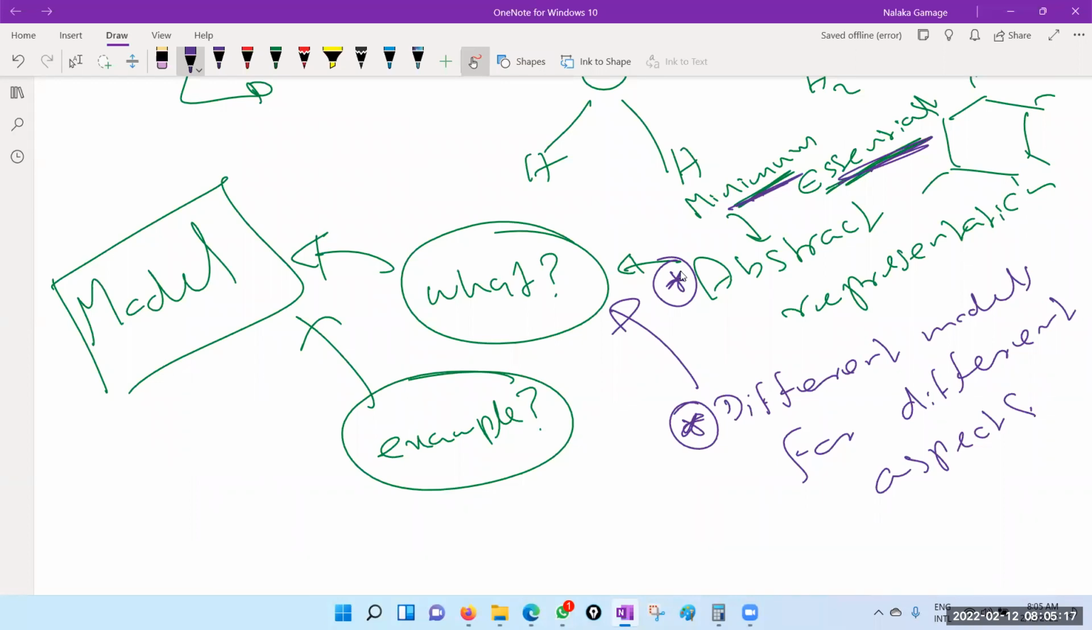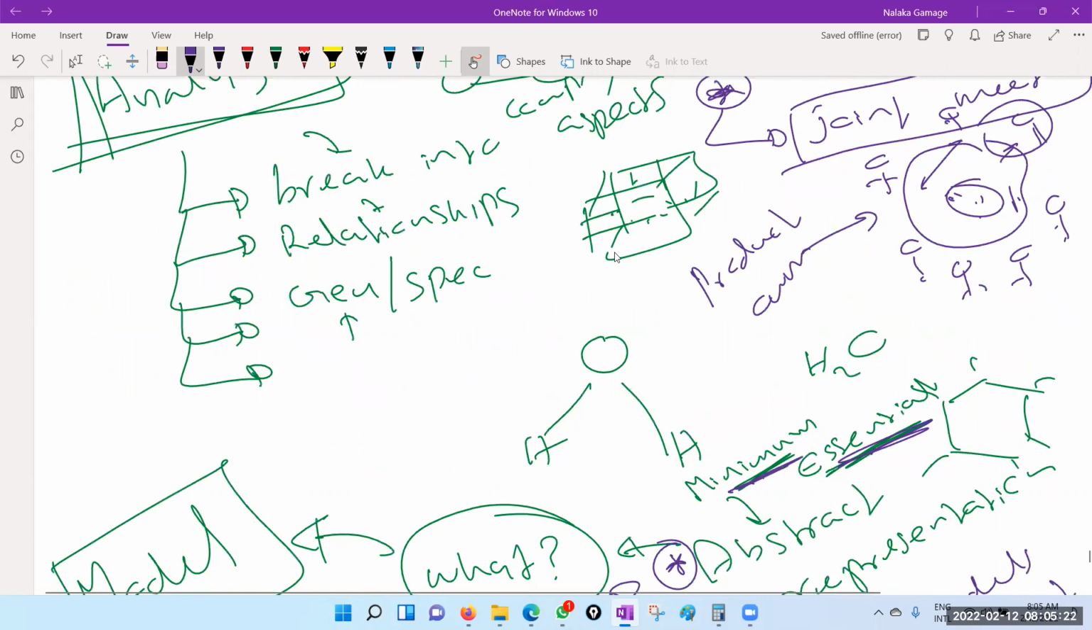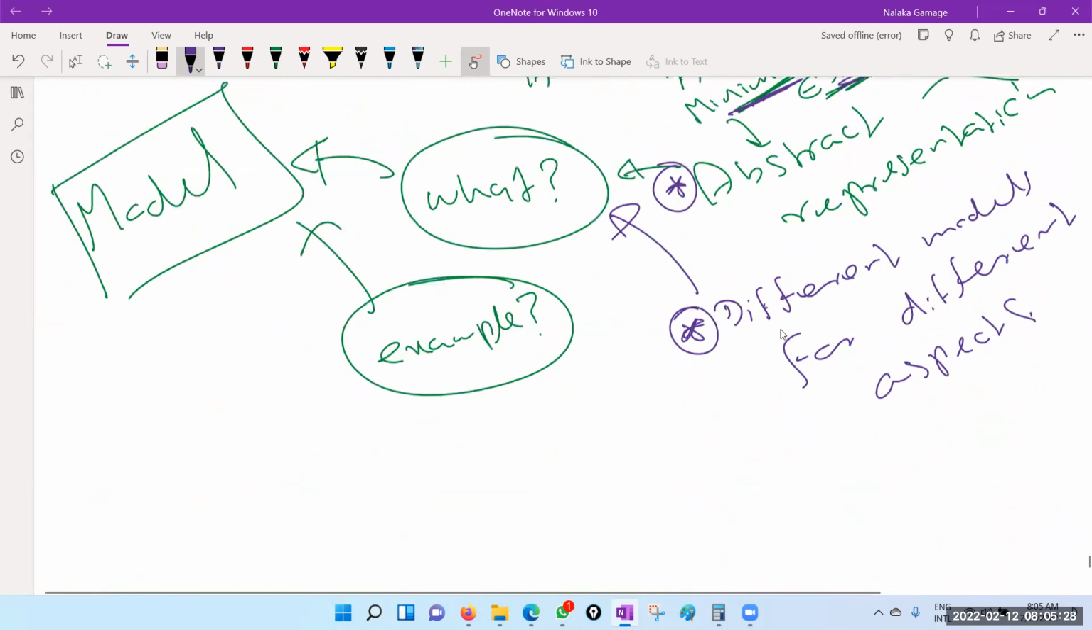So you must be able to separate out things, see the relationships, see generalization and specialization, and also when it comes to complicated things you must be able to model those. So get the essential and make different models for different aspects so that you can better understand.